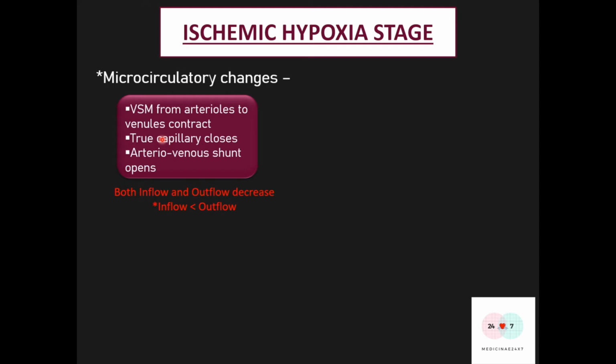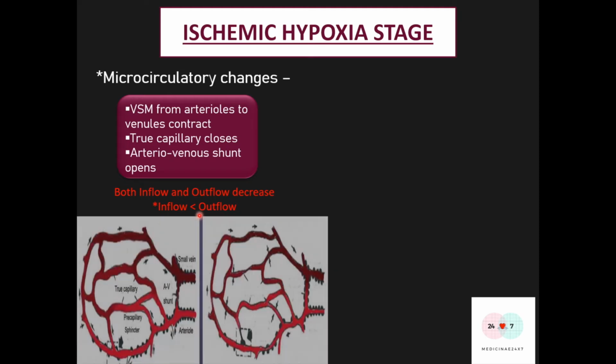So the extent of decrease in inflow is much greater than the extent of decrease in outflow. So even if there is an overall decrease in both the inflow and outflow, there is always more blood going out of the microcirculatory bed than the amount of blood coming in.